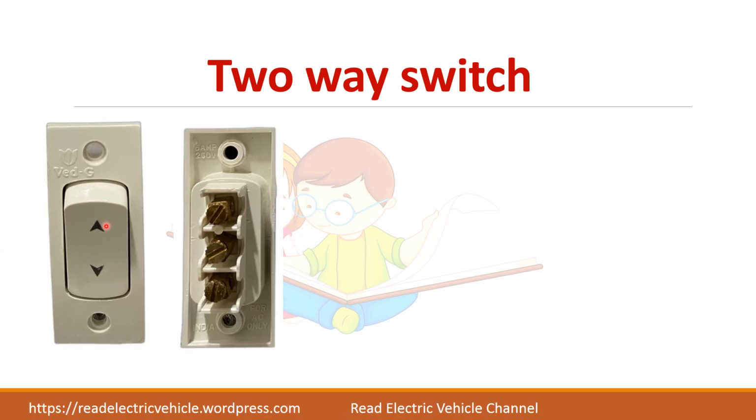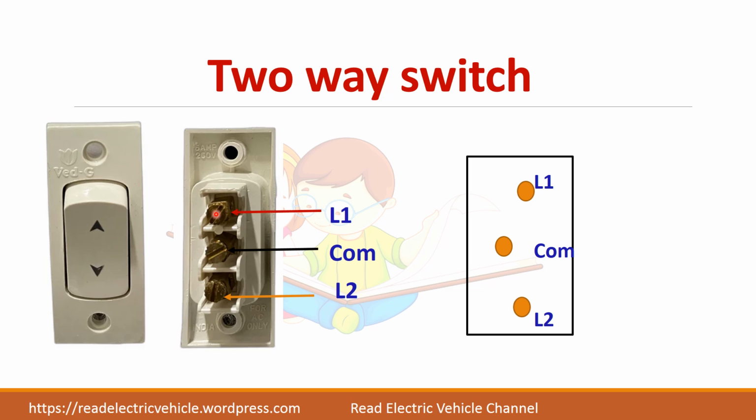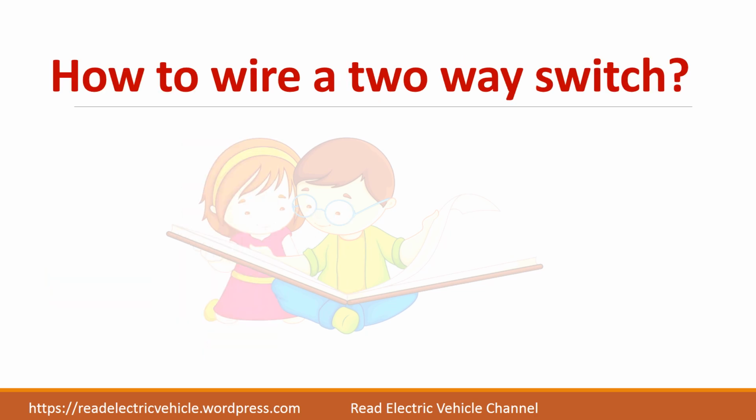The two-way switch usually consists of three terminals, which are indicated as L1, common, and L2. So this switch can be represented by a diagram like this: L1, common, and L2. Let us see how to wire a two-way switch with the lamp. For that, take the AC supply. So line and neutral are here. L denotes the line or phase and N denotes the neutral.